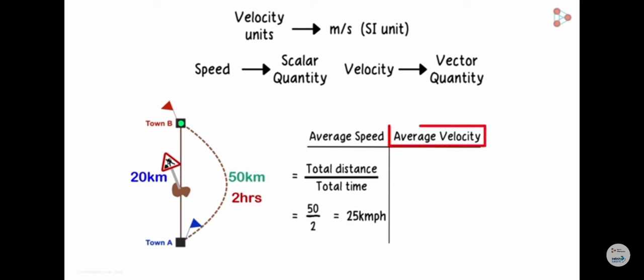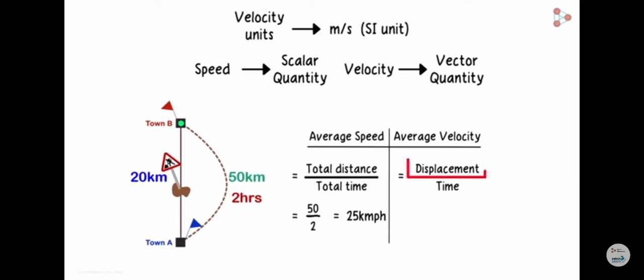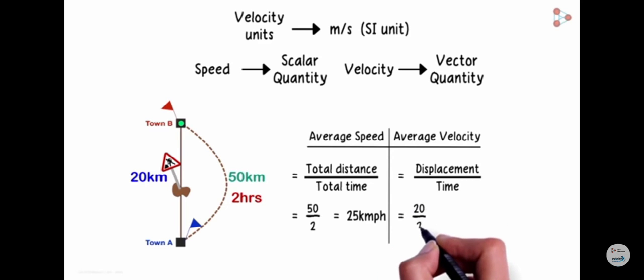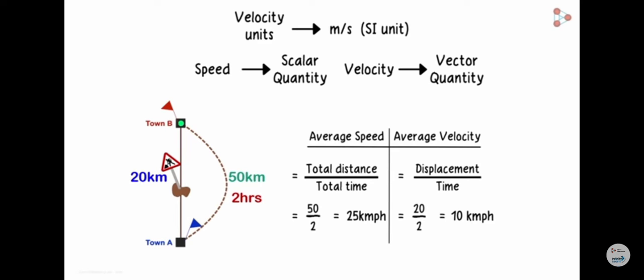Now what will be the average velocity here? The average velocity depends only on the start and end points regardless of path taken. Do you remember we had learned about displacement? So the average velocity equals displacement over time. What is the displacement here? It's 20 kilometers up north. Distance with direction. So the average velocity will equal 20 kilometers over 2 hours, which will equal 10 kilometers per hour. That's the concept of average velocity.